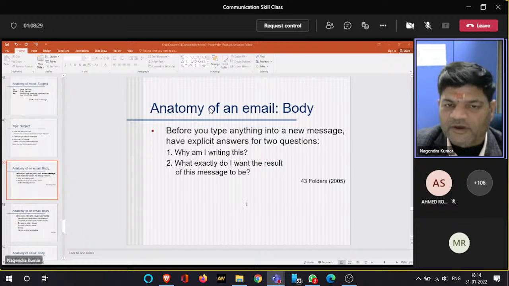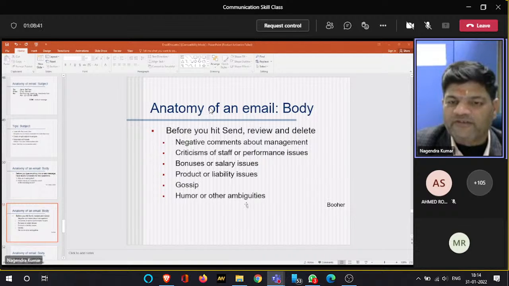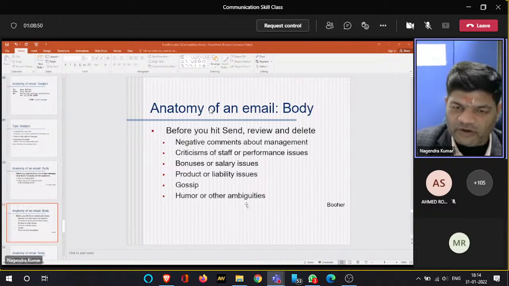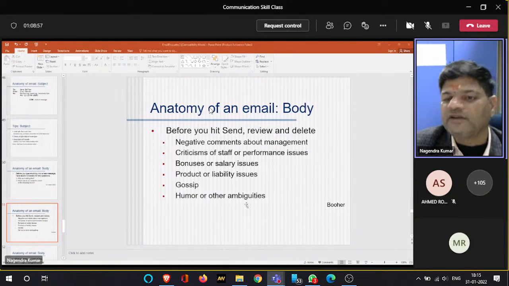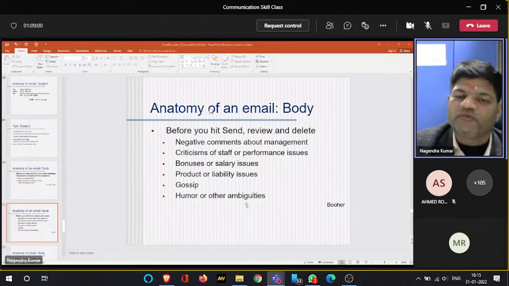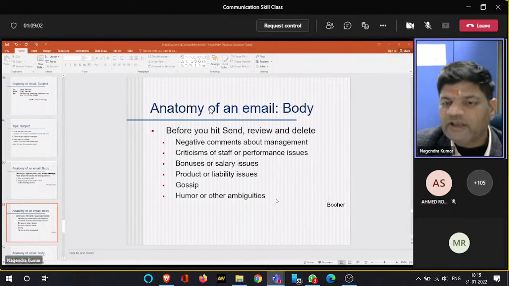Before you type anything into a new message, have explicit answers to two questions. Why am I writing this? And what exactly do I want the result of this message to be? Before you hit send, review and delete negative comments about management, criticism of staff or performance issues, bonuses or salary issues, product or liability issues, gossip, humor or other ambiguities. You look for them, and if they are there in your body, please do away with them and clean your message.